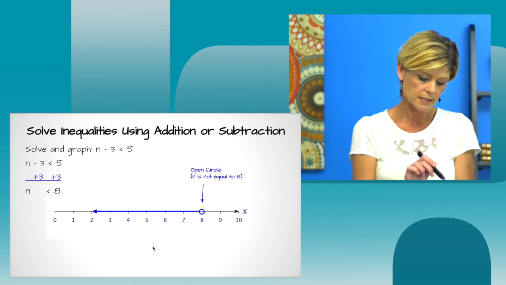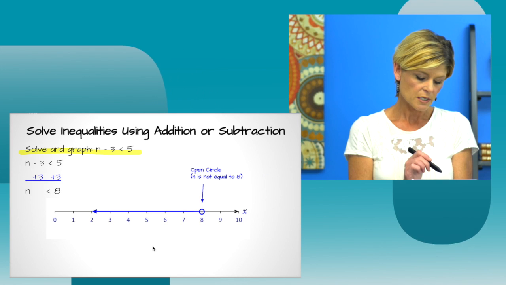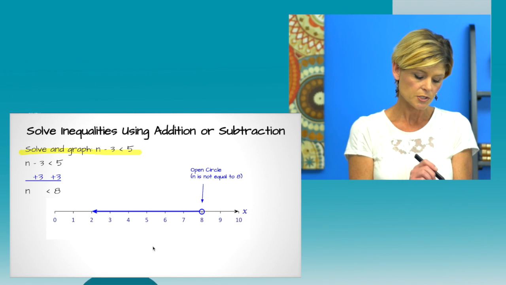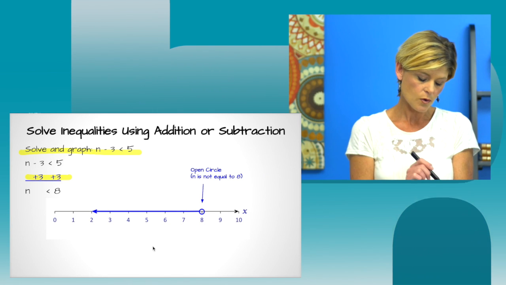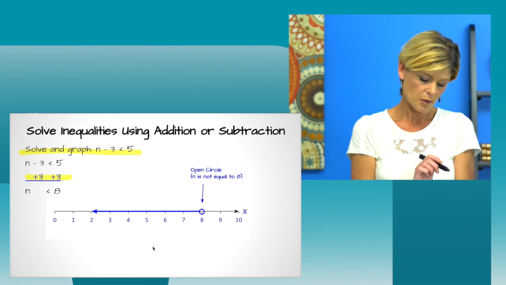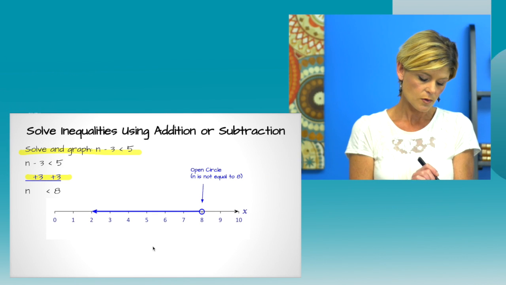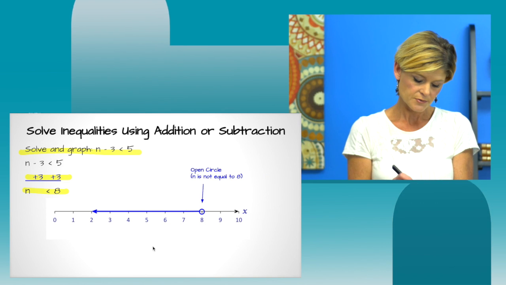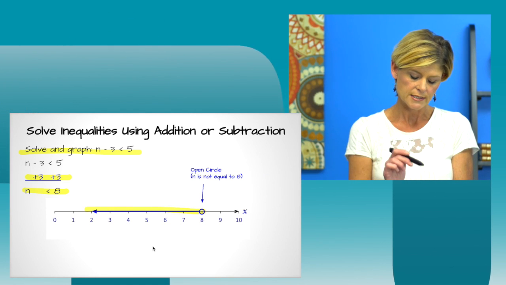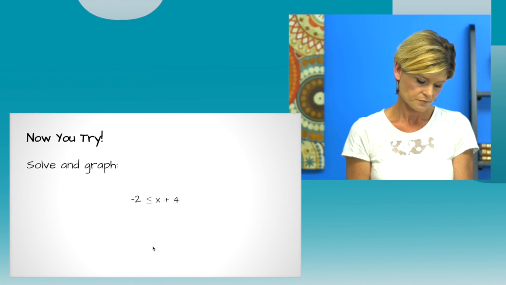Okay, solving inequalities using addition or subtraction. This problem is asking us to solve and graph n - 3 < 5. All we need to do, the same way we would with an equation, is isolate that variable. We're going to add 3 to both sides of the inequality. The problem was n - 3 < 5, plus 3 to both sides, and I get n < 8. It would be graphed this way with an open circle because 8 is not part of the solution.